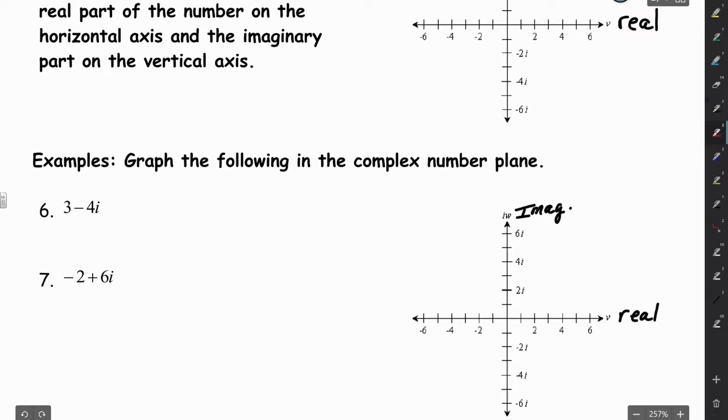I'll do this one in red. 3 minus 4i. We're going to find the real part at 3. We're going to go down to minus 4i. So that would be 3 minus 4i.